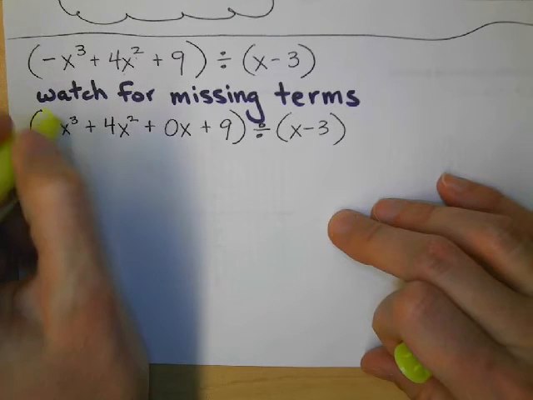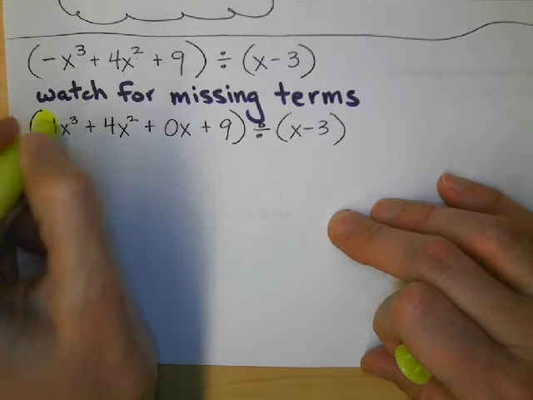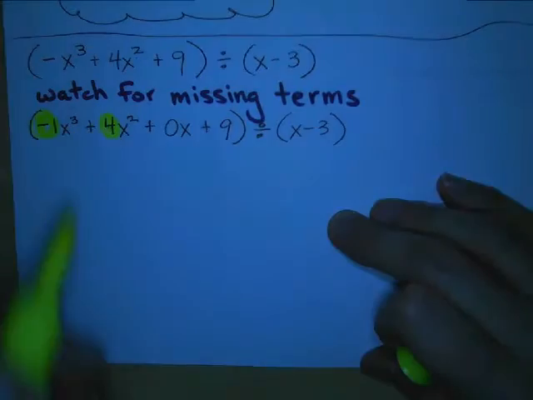Okay, so we got -1 here. We got a 4 here.